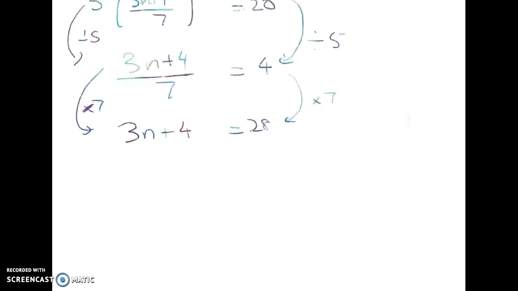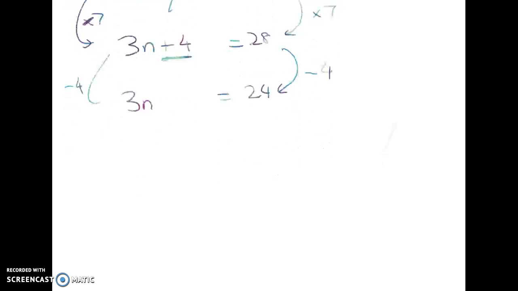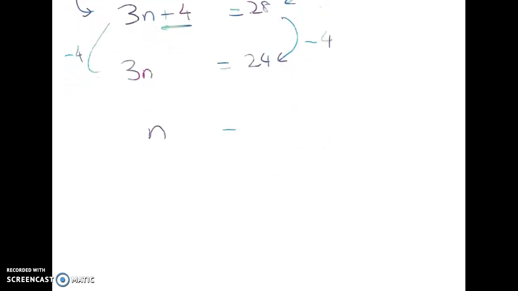So if you want to go back and draw the bubble diagram for this, go for it. But probably by now, you don't need to. So then we go 3n is equal to 24 because I'm going to subtract the plus 4. And now I'm going to divide by 3 to undo the 3n, the 3 times n, and I'm going to get n is equal to 8.